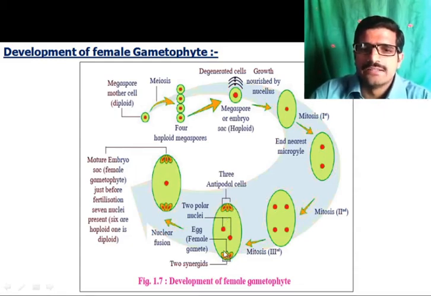And 3 cells are formed toward the micropylar region. Of that, the central one is the egg cell or female gamete. This female gamete or egg cell fuses with the male gamete and forms the zygote in fertilization.